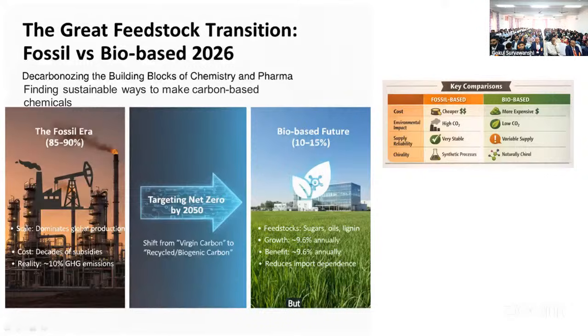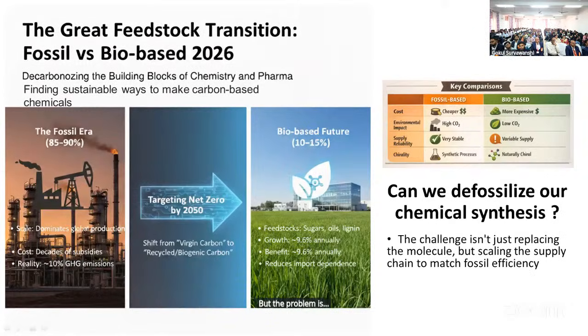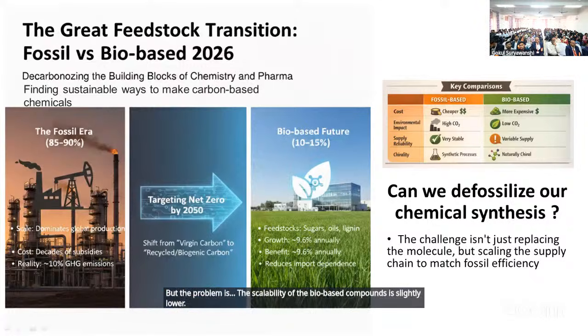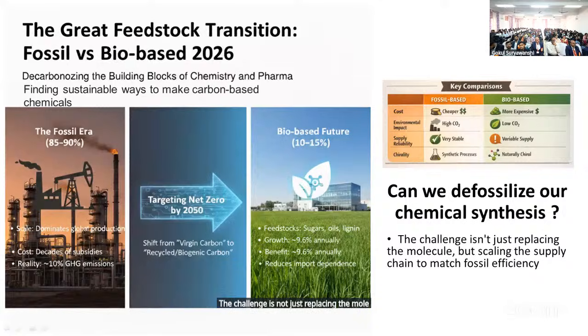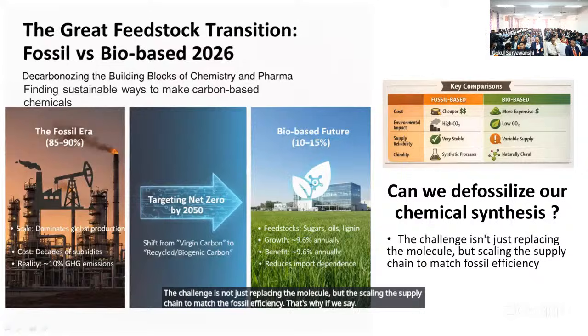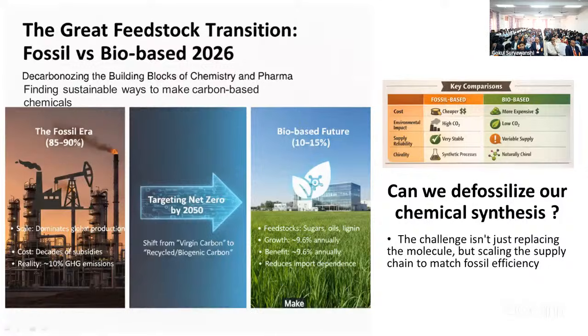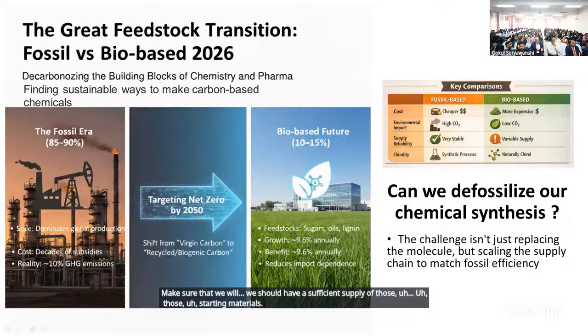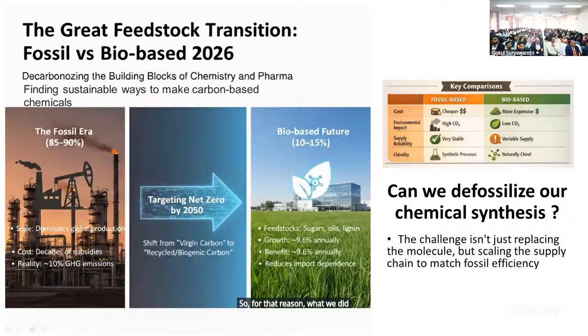But the problem is the scalability of the bio-based compounds is slightly lower. The challenge is not just replacing the molecule, but scaling the supply chain to match the fossil efficiency. That's why, if we say we have to replace the fossil things with bio-derived compounds, first we have to make sure that we have a sufficient supply of those starting materials. So for that reason, we made a fundamental discovery by utilizing the furan-based compound.